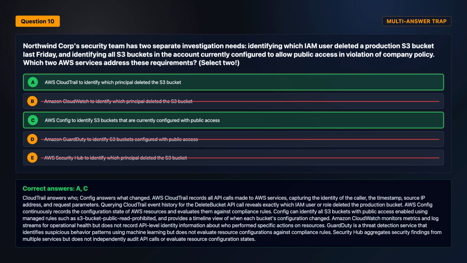Amazon CloudWatch monitors metrics and log streams for operational health, but does not record API-level identity information about who performed specific actions on resources. GuardDuty is a threat detection service that identifies suspicious behavior patterns using machine learning, but does not evaluate resource configurations against compliance rules. Security Hub aggregates security findings from multiple services but does not independently audit API calls or evaluate resource configuration states.